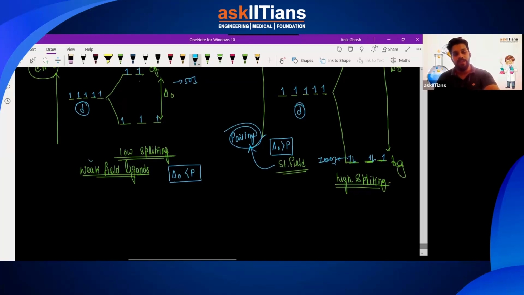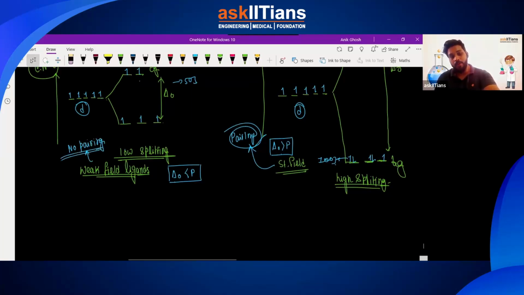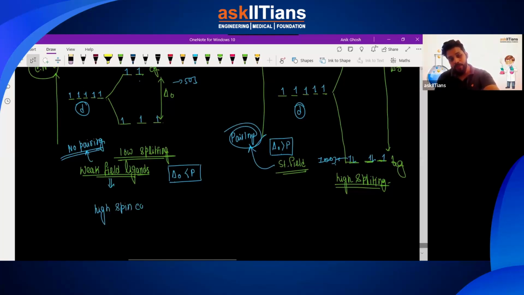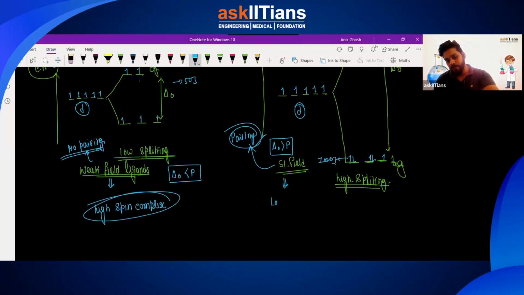As a result, guys, we come to the conclusion that for the strong field ligand we see pairing. For the weak field ligand, we don't see any pairing. That's why a weak field ligand complex is called a high spin complex. Why high spin? Because there is no spin pairing. Whereas a strong field ligand complex is called a low spin complex.